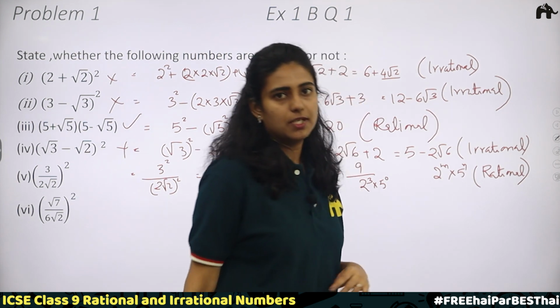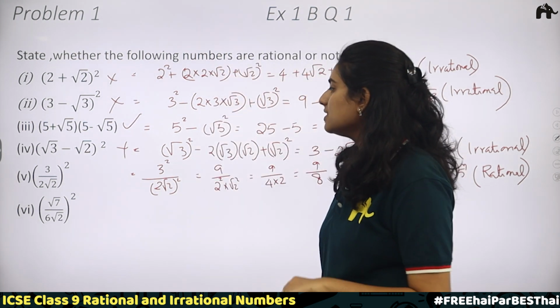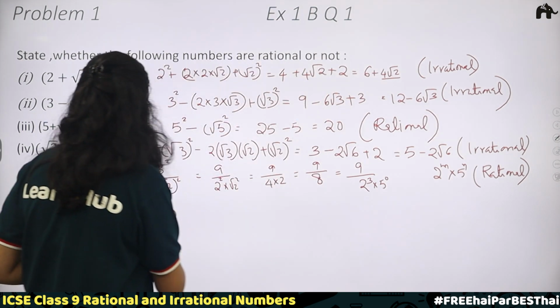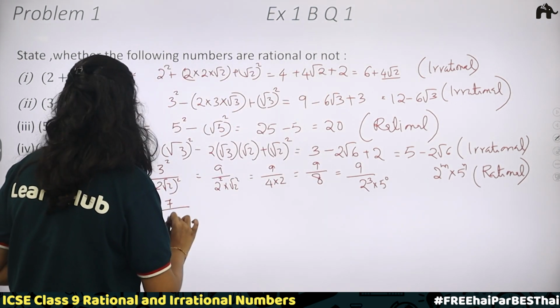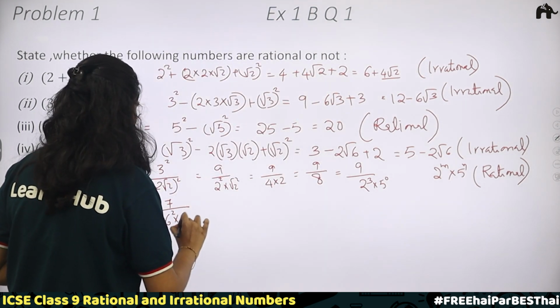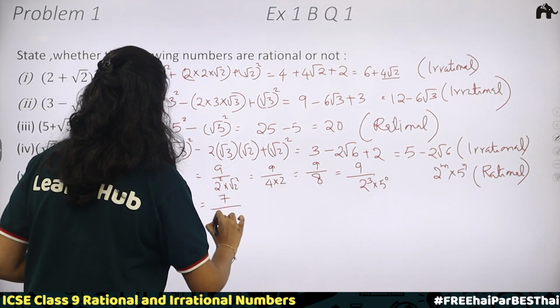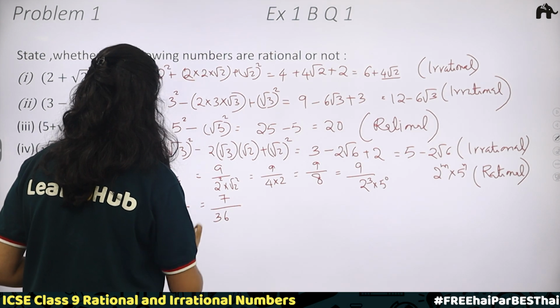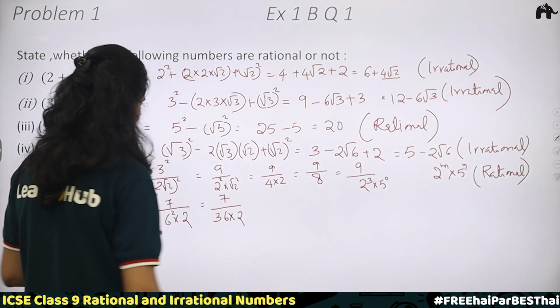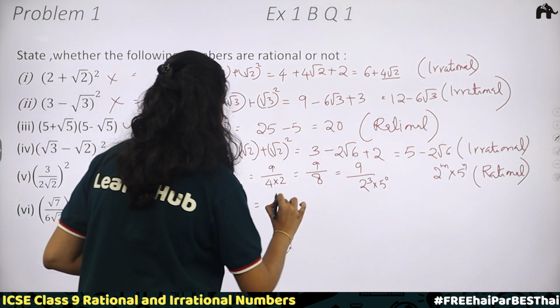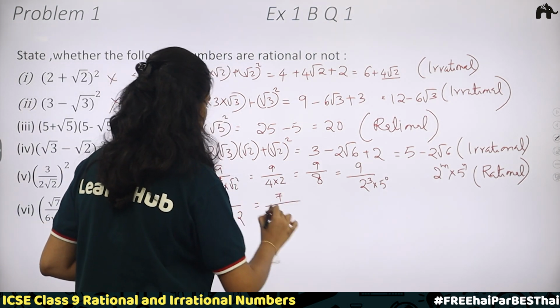This is a rational number. Next one, root 7 divided by 6 root 2 whole square. Root 7 square is 7, divided by 6 square into root 2 square, which is 2. Okay, 7 divided by 36 into 2. 6 square is 36. So let's see, 7 divided by, what is 36?